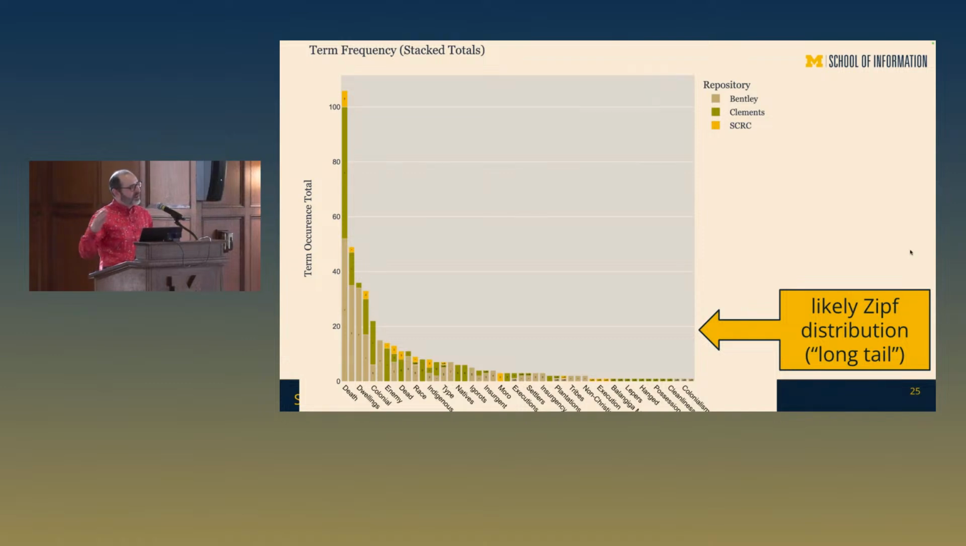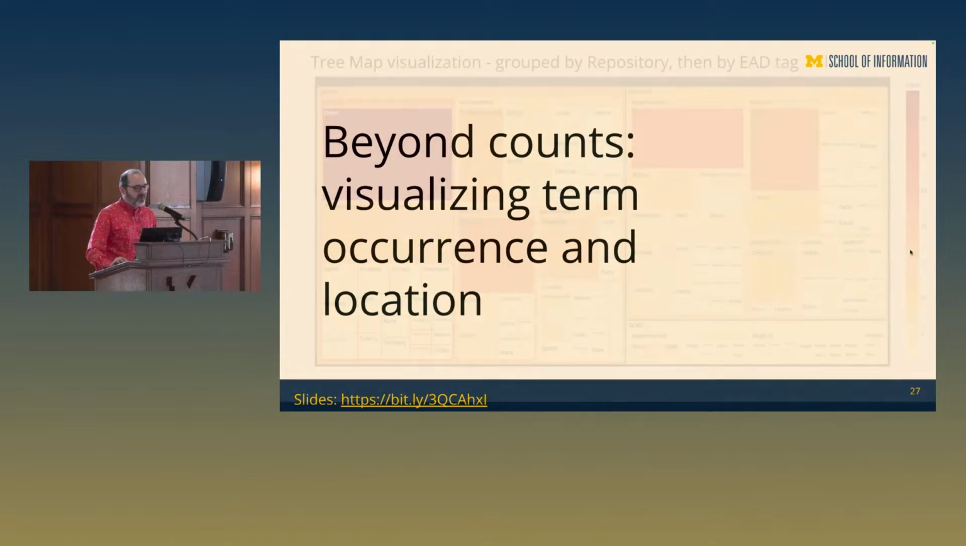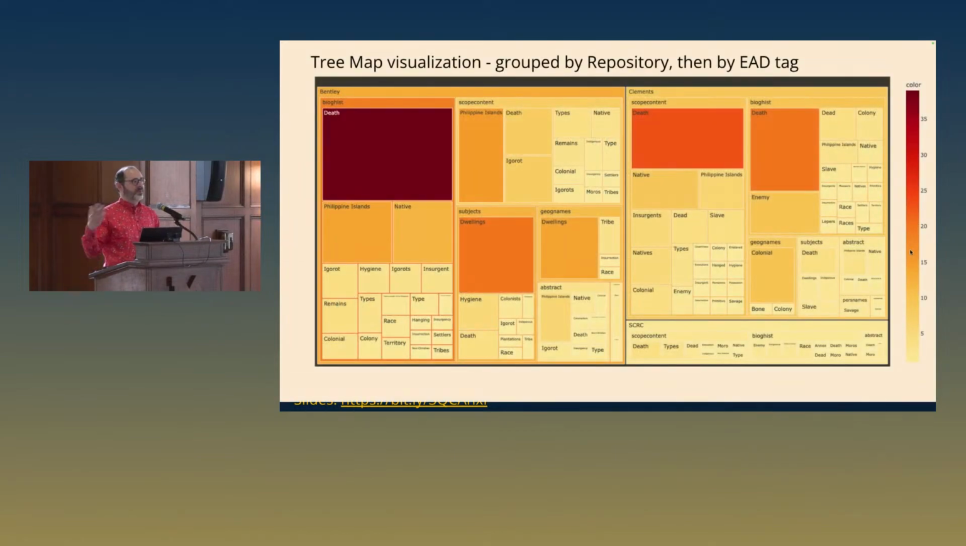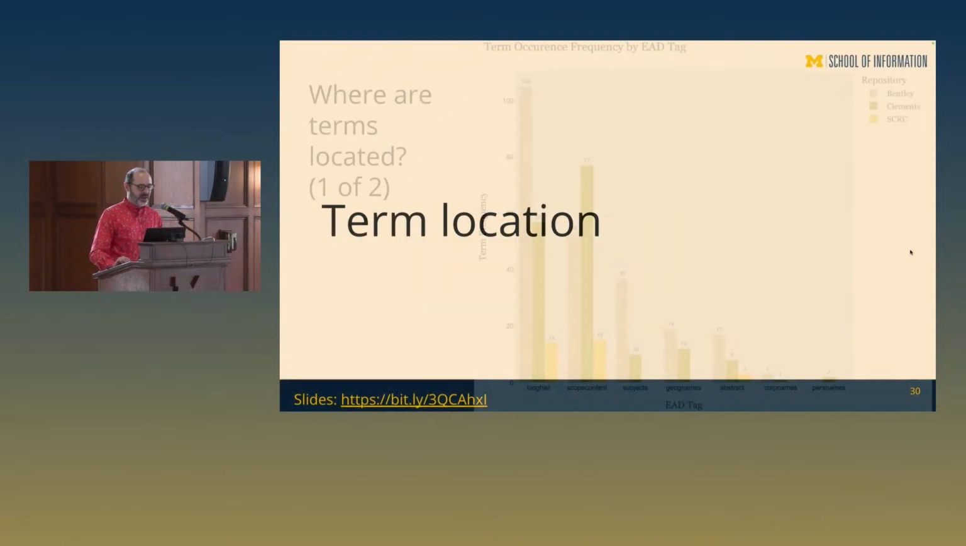When we looked at these all aggregated together, it gives us a very clear long tail distribution that looks kind of like a Zipf distribution, which is common in text data. And we were able to go beyond just visualizing term counts. This subdivides terms by where they occur in the finding aid and by repository. If you do this in the notebook, you can scroll over and it gives you more information about each one of these term boxes, so they're much more interactive.